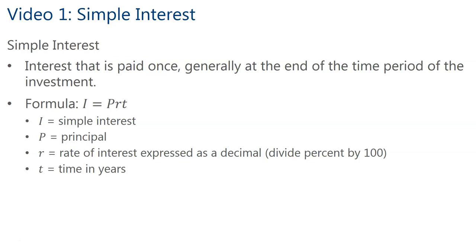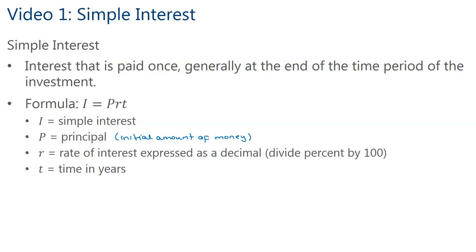Now, simple interest is defined to be the interest that is paid once, generally at the end of the time period of the investment. And the formula used to calculate the amount of simple interest earned is I equals P times R times T, where I is the amount of simple interest, P is the principal, or essentially the initial amount of money that's invested.